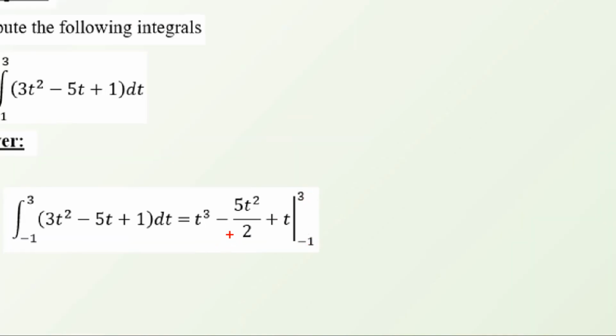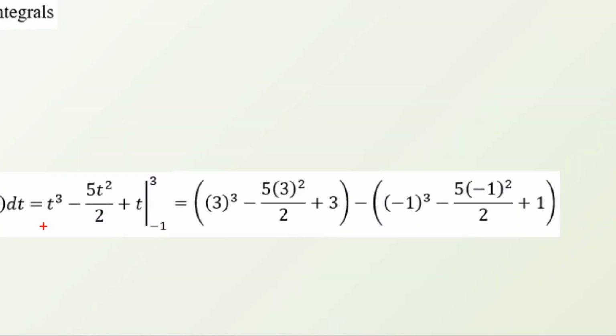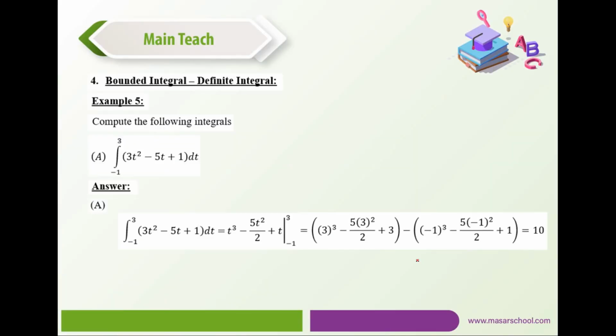So now we're going to compute this function at 3. We're going to compute this function also at -1, and we'll consider the difference between them. As you can see here, we have computed this function at 3, and also at -1, and we consider the difference between them. We proceed with the function at the upper bound minus the function at the lower bound, and if you plug that into the calculator, that would be 10.